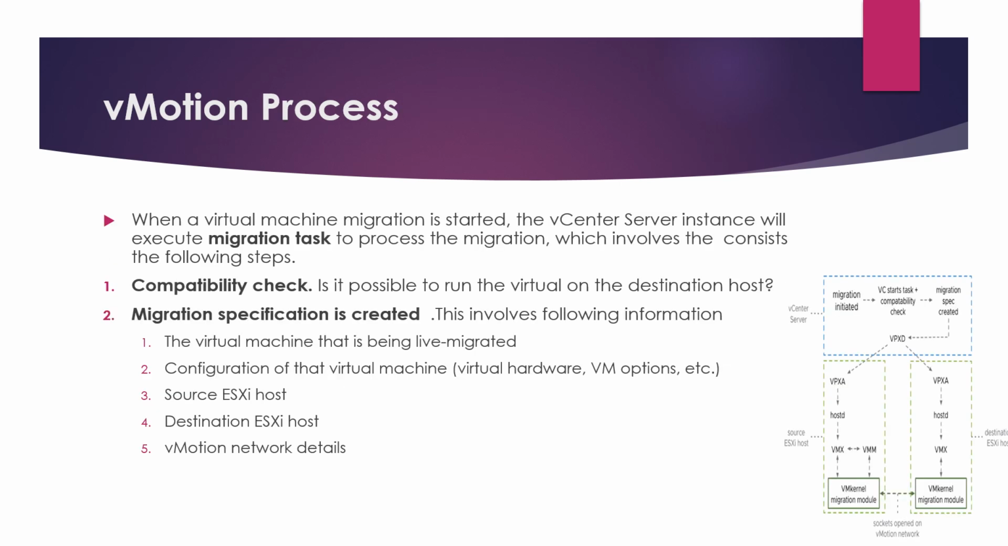When a virtual machine migration is started, the vCenter executes a migration task that involves the following steps. First one is a compatibility check. So vCenter checks whether it is possible to run the virtual machine on the destination host. Second, a migration specification is created. vCenter creates a migration specification that includes information about the virtual machine being live migrated, what its configuration is, like virtual hardware, VM options, source and destination ESXi host details, and vMotion network details.